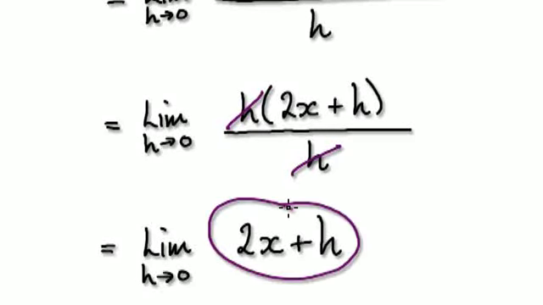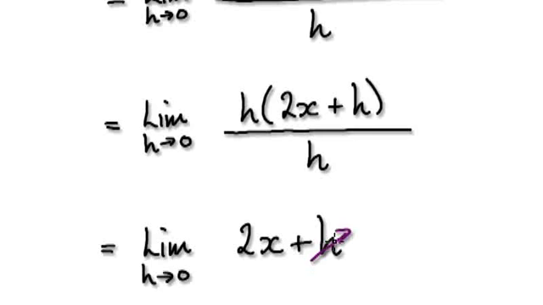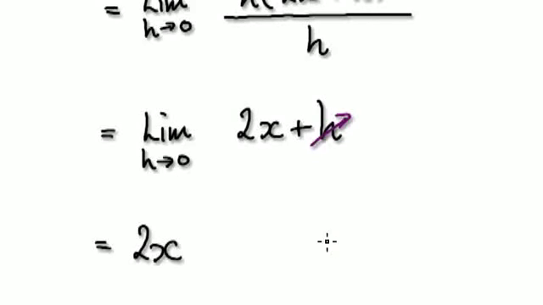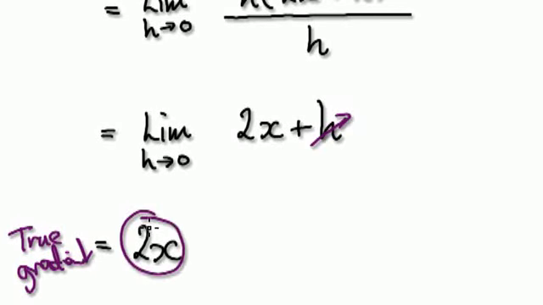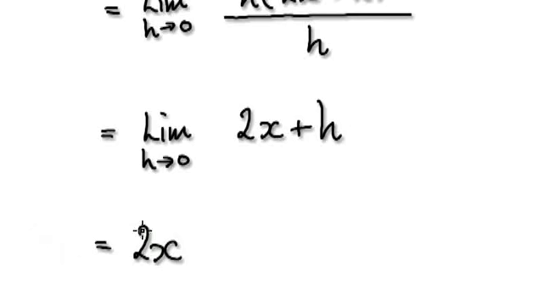Now the thing is, when you take the limit as h tends to 0, then this thing here will disappear, leaving you the true gradient. The true gradient equals 2x squared. Sorry, 2x. The true gradient equals 2x.